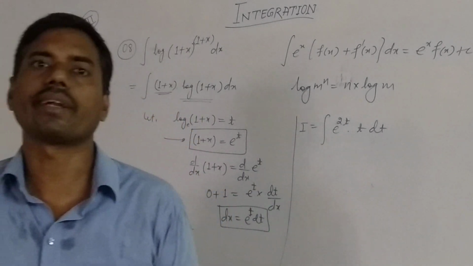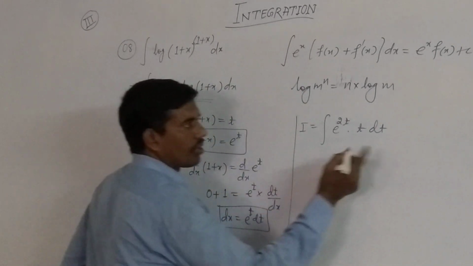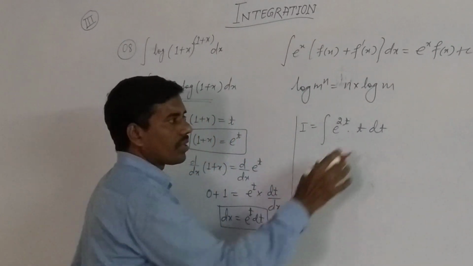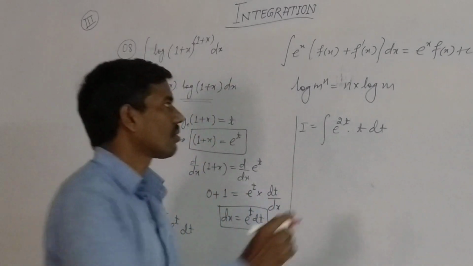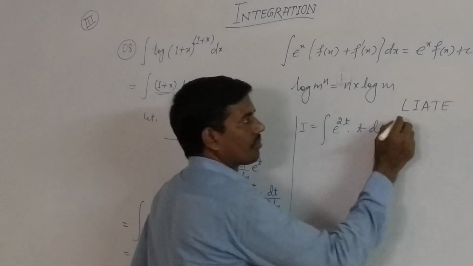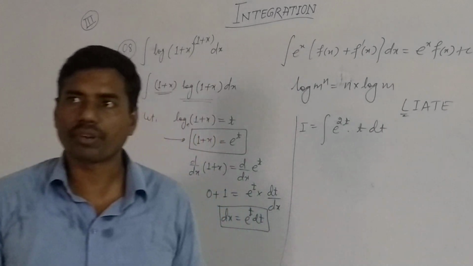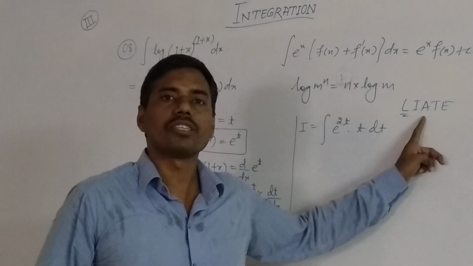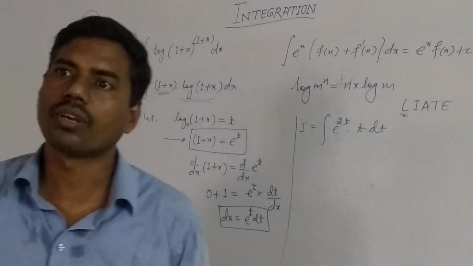Product rule for integration means integration of u into v is equal to, after adjusting the u and v using our condition of integration, that is LIATE. First one is logarithm, second one is inverse trigonometric function, third one is algebraic function, T for trigonometric, and E for exponential function.